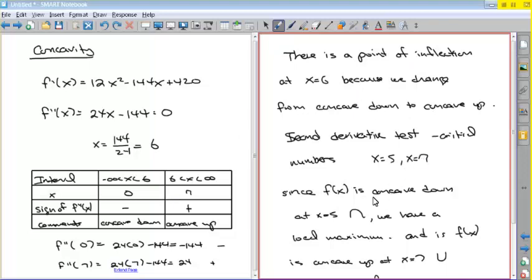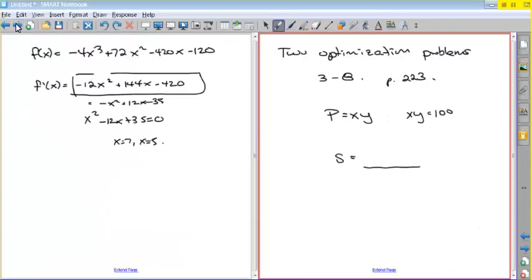Then you have your optimization problems, which are the number problem and the fence problem. And then you're going to use the rules for horizontal asymptotes, and you're going to calculate the slant asymptote. So that's pretty much it. It's pretty straightforward. So I think you should be able to do well on it.